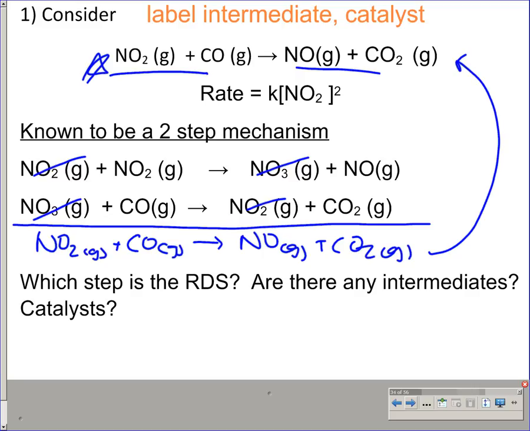All right, so I canceled out some stuff, and you canceled out some stuff. Which ones are the intermediates that we canceled? There's only one intermediate here. NO3, definition of intermediate. It's not present. Formed in the first reaction and then consumed in the second reaction, right? That's the definition of intermediate. So this is the intermediate. Okay, NO2 is the catalyst.